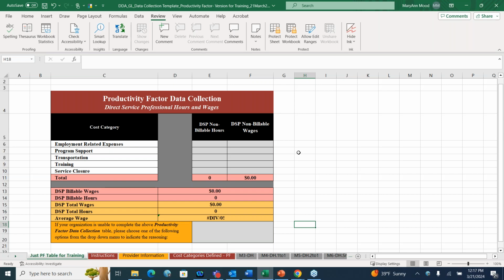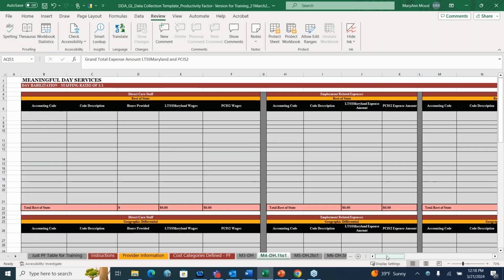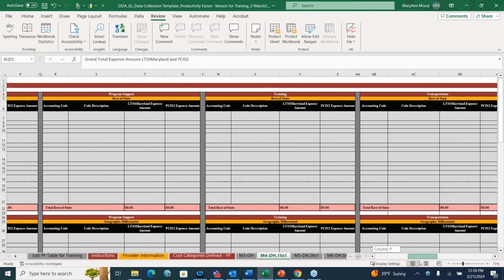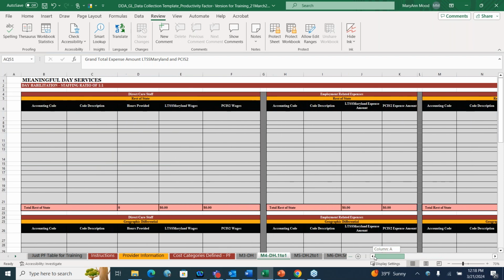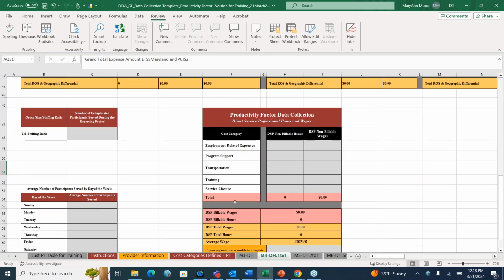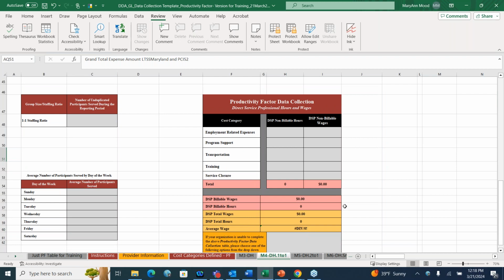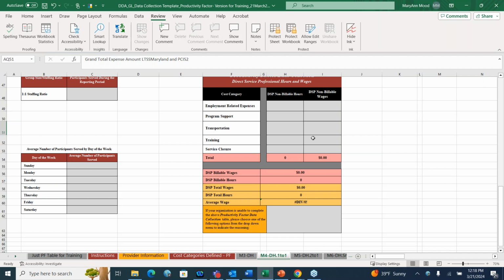And again, this is where you would be entering any non-billable hours and wages. You would be entering them in this table as opposed to filling them in up top. You're still going to enter in this information, any cost information related to the delivery of DayHab services. The biggest difference being you're going to enter in those unbillable hours at the productivity data collection table at the bottom. You'll notice the different colors.